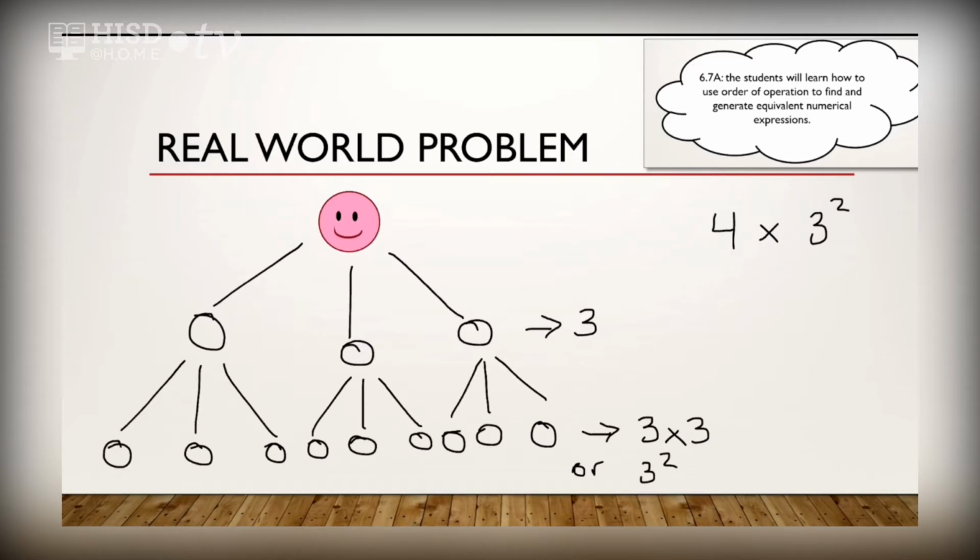we have to remember PEMDAS. So the first thing that I have to tackle is the exponent. So first I multiply 3 times 3, and that's going to be 9. Once I multiply times 4, that gives me a total of 36. So my answer will be 36 people will receive the video in the second wave of emails.